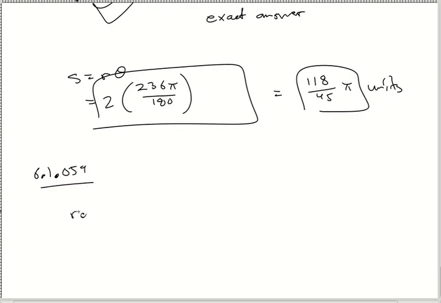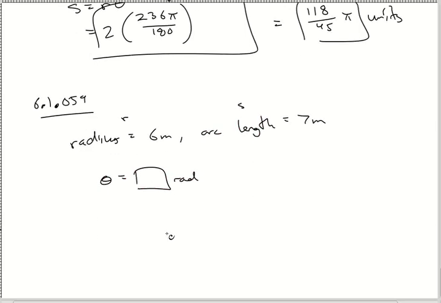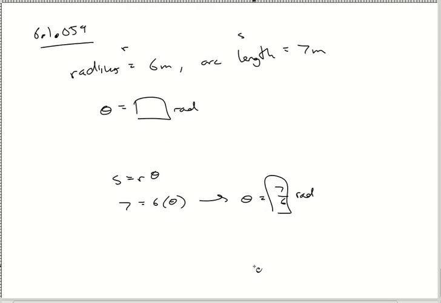61059. My radius is equal to 6 meters. I have an arc length is equal to 7 meters. So this is S. This is R. And they want to know what is theta in radians. Well, that's super easy. S equals R theta. We already have some of those. So 7 is equal to 6 times theta. Divide by the 6. I got 7 over 6 radians. And I know that it does not have a pi, but that's okay. 7 over 6, put it in, you're good.